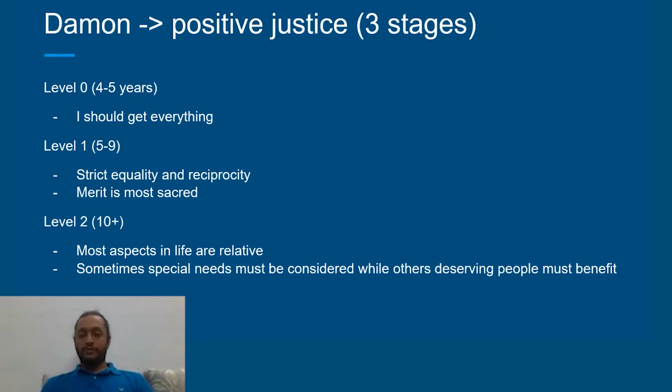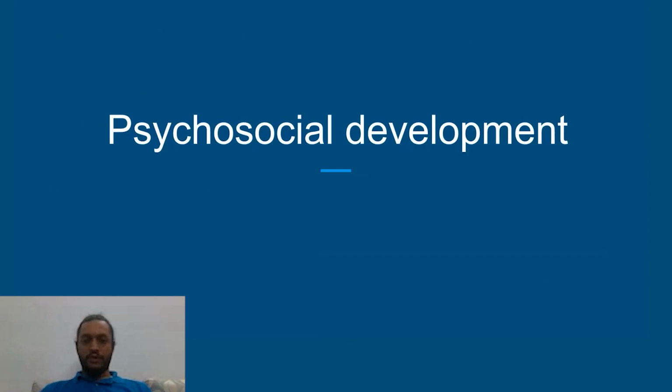And then level 2, which is for people who are above the age of 10, and again there are varying differences. They understand that most things in life are relative, like if someone is benefiting, someone else might be losing. If I'm not benefiting now, I may benefit later. Just because I put in the right amount of effort doesn't mean I'll get the right kind of marks, right? All of those things are slightly relative. And in terms of a general moral thing, that some people need more help than other people because of XYZ reasons, and therefore they deserve to get that help, right? So then you reach level 2 of positive justice or morality according to Damon, right?